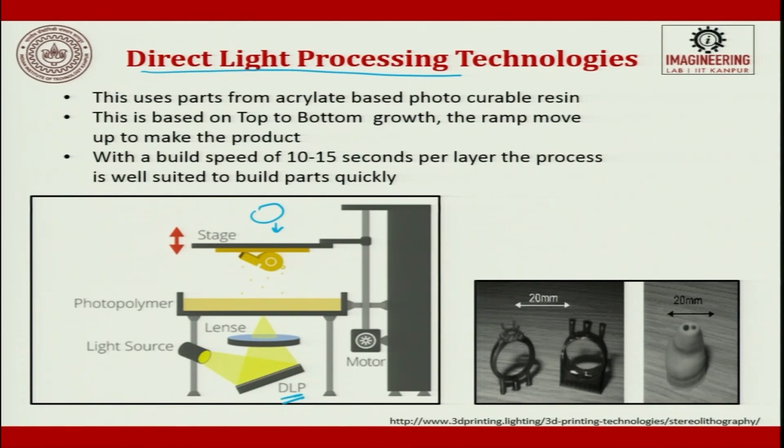Each mirror can be controlled. The laser light falls on the mirror, and that passes through a lens, and then hits the polymer tank at the back side. So, now you see the object is getting developed against gravity. Any extra liquid material drips down, and you get the right product. So, direct light processing technology is the other technique which is used today.